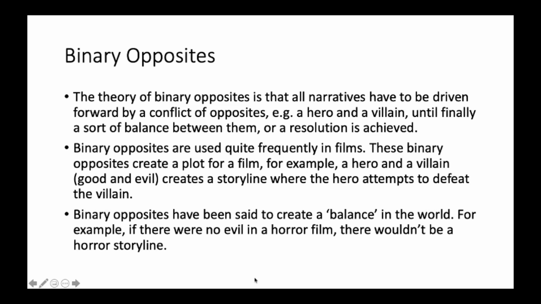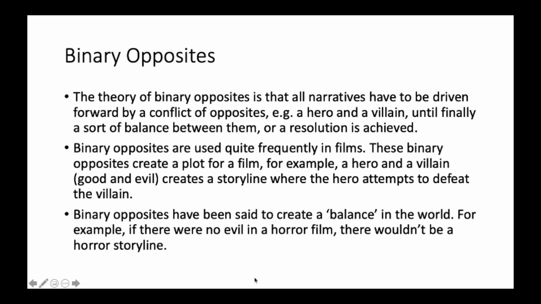Okay, but what's important to understand is that binary opposites aren't just hero and villain. There's a lot more out there. They're frequently used in films, and they often are the main idea and driving force behind a film's storyline. So binary opposites create a plot for a film, all right?